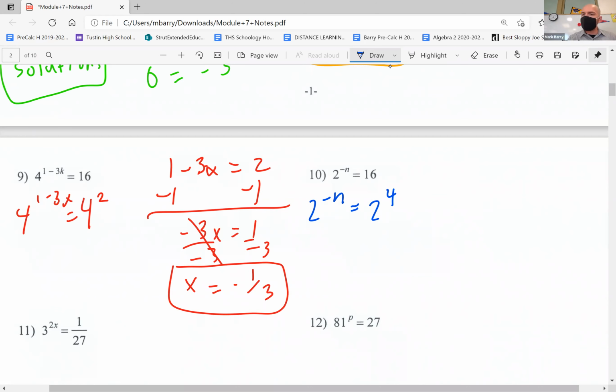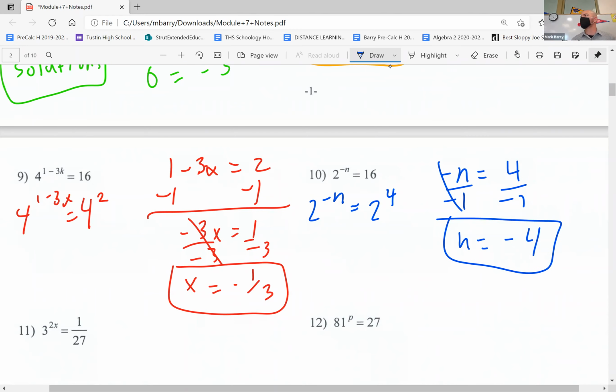Okay, so what do we got here? Now we can get rid of the bases and just set the exponents equal to each other. So we have -n equals 4. I would divide both sides by -1, and that gives me n equals -4. Okay, not too bad, right?